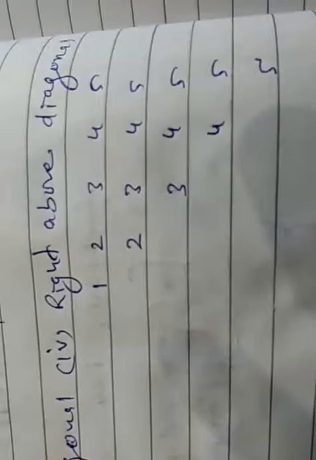And the last one is the right above diagonal: 1 2 3 4 5, 2 3 4 5, 3 4 5, and 4 5, and the last is 5. So we have seen here that in the right diagonal the space will be printed first, then the value will be printed, but in case of the left diagonal there is no space before the values. So this is just a solution of that.